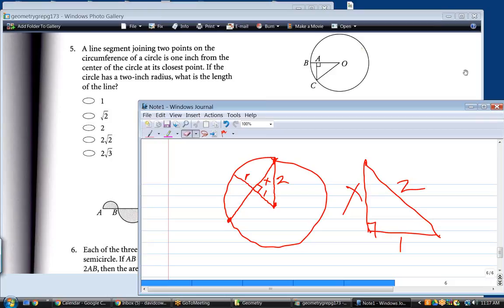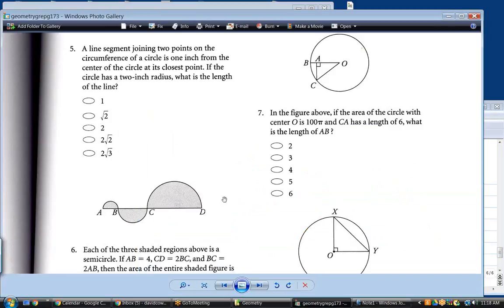Why is that answer not on there? That's a good question. We just figured out that this was the square root of 3. What's their question? What is the length of the line from there to there? Okay, so what is it? The length of that line would be just 2 square root of 3. Yes. Cool. Okay, good.